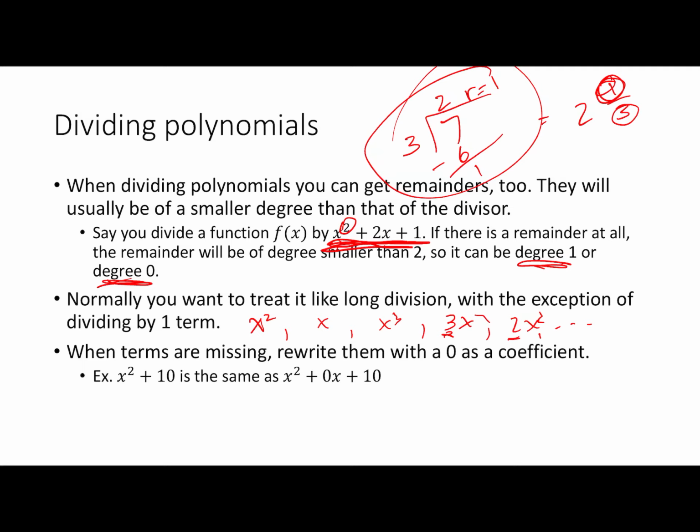So what do I mean by terms missing? Well, if you have a degree 2 polynomial, then you have to have 3 terms. You have to have the term with degree 1. You have to have the term with degree 0. So here's an example. If we have x squared plus 10, this is the same thing as writing down x squared plus 0x plus 10, even though it's not written down in here.